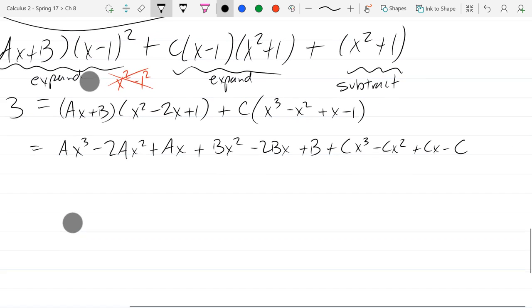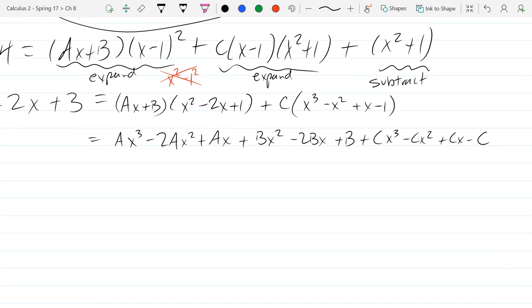All right, looks good. Good thing we didn't have the d hanging around. That would be even worse if we didn't get rid of that d and turn it into a number. The right side would be even worse.